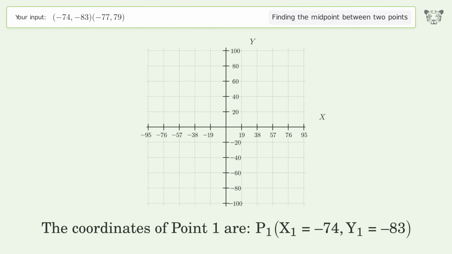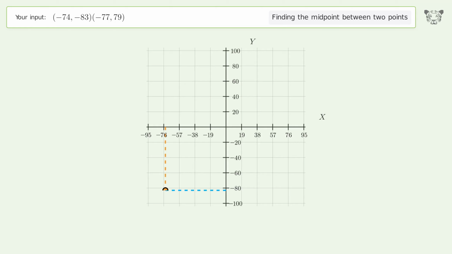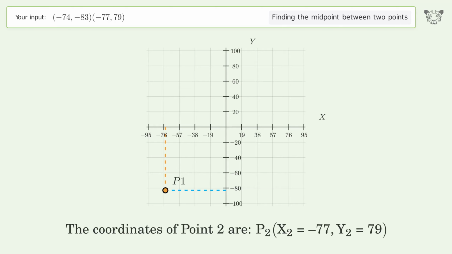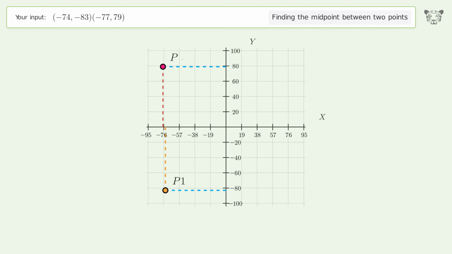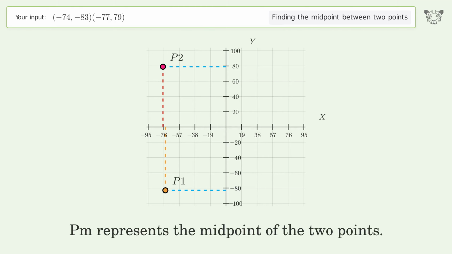The coordinates of point 1 are, x1 equals -74, y1 equals -83. The coordinates of point 2 are, x2 equals -77, y2 equals 79. PM represents the midpoint of the 2 points.